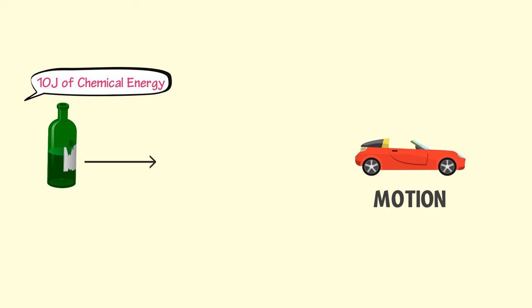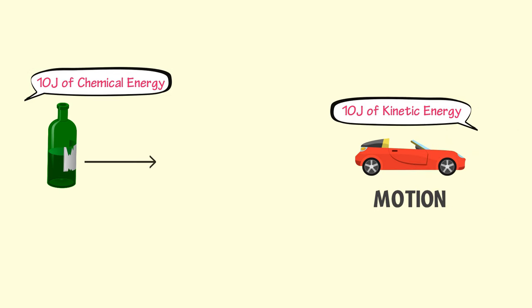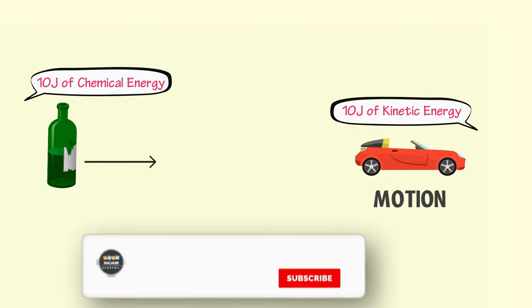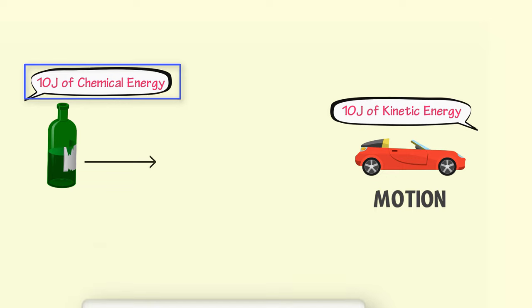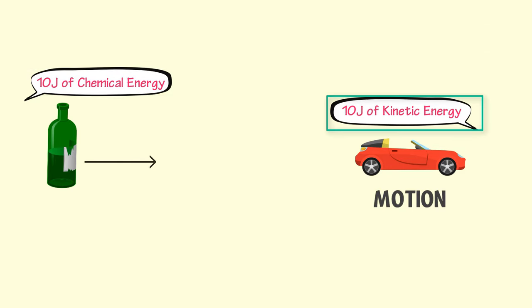Hence, the car converted 10 joule of chemical energy of fuel into 10 joule of kinetic energy without any wastage. Thus, in this example, chemical energy is transformed into kinetic energy.